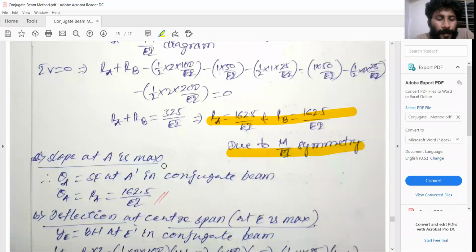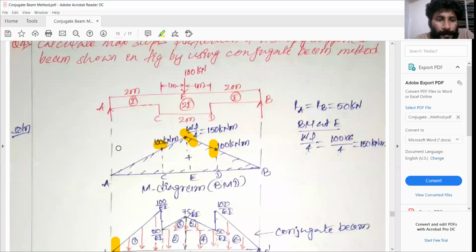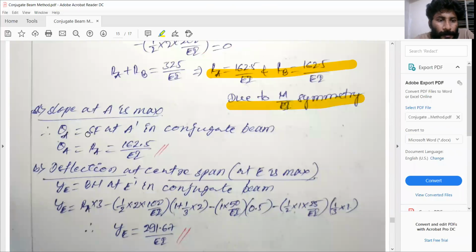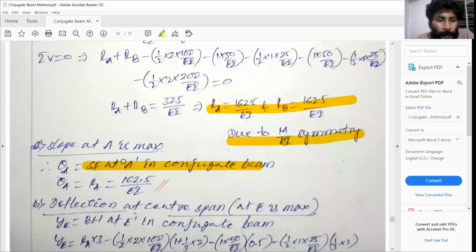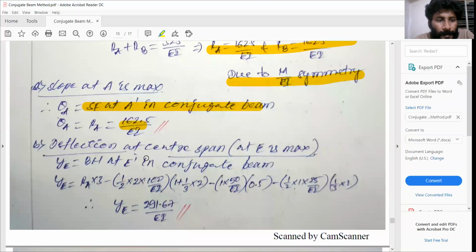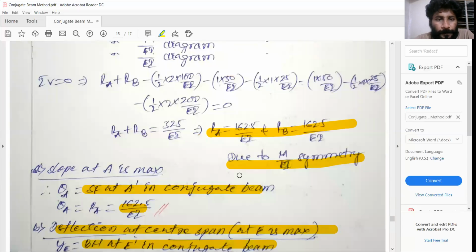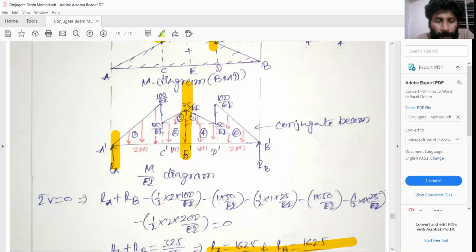Slope at A is maximum, and deflection at the center is maximum. So slope at A is equal to shear force at A in the conjugate beam. Here we have to take the shear force at A in the conjugate beam, that is RA. We know the RA value, that is theta A. Then deflection at midspan, we have to find it. That's the maximum. So YE is equal to bending moment at E in the conjugate beam. So we have to find the bending moment at E in the conjugate beam.